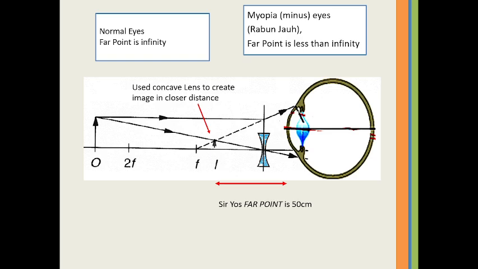But that's not the case for myopia eyes. A person with myopia or minus eyes cannot see objects that are too far. They can see, but it is blurred. For example, say my far point is 50 centimeters. If the object is more than 50, let's say at 60 or 70 centimeters, I can see the person or the text, but it's blurred. The maximum distance that I can see clearly is 50 centimeters. That is my far point.